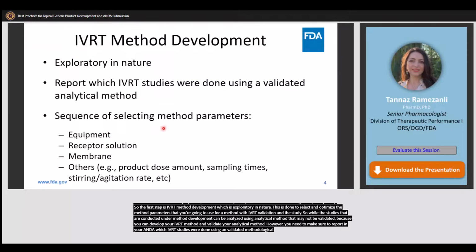For selecting method parameters, we would recommend this sequence in your method development. First is to select the equipment, and the acceptable equipment used for the IVRT studies are discussed comprehensively in USP Chapter 1724. As I mentioned, vertical diffusion cells are the most commonly used equipment for IVRT. The next parameter that you need to select for the IVRT is the receptor solution, and we recommend that you select this very early on during your method development, because you're validating your analytical method based on your receptor solution matrix. So if you select and optimize it early on, you don't need to later go back and revalidate or redevelop your analytical method. After selecting your receptor solution, then you can select the membrane and other method parameters such as dose amount, sampling times, stirring rate as applicable, etc.